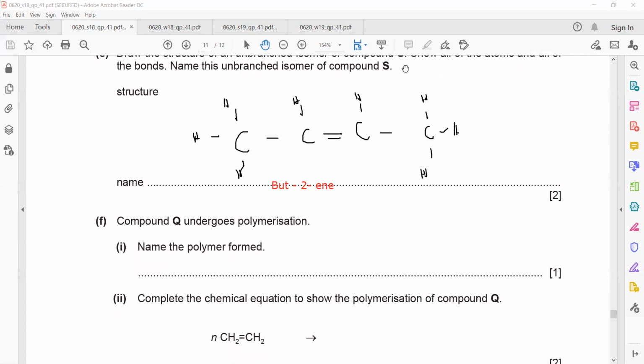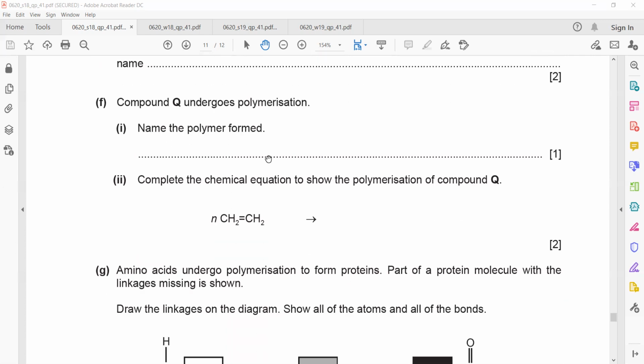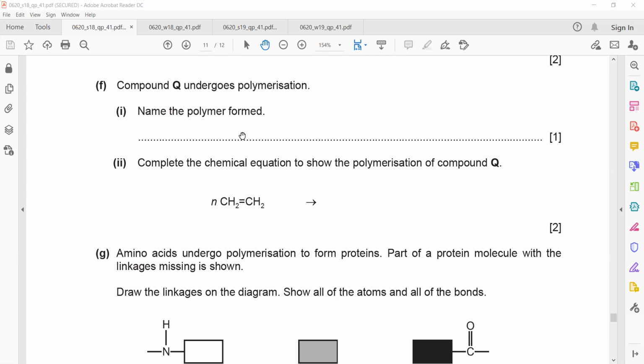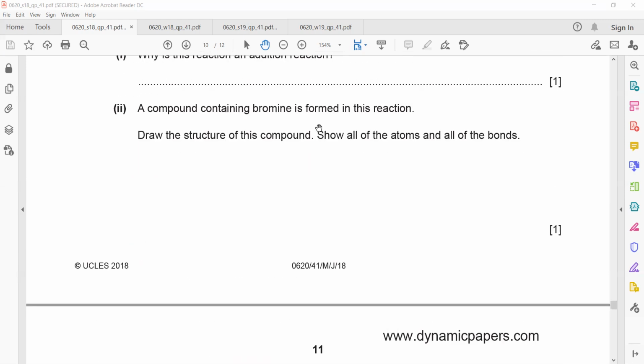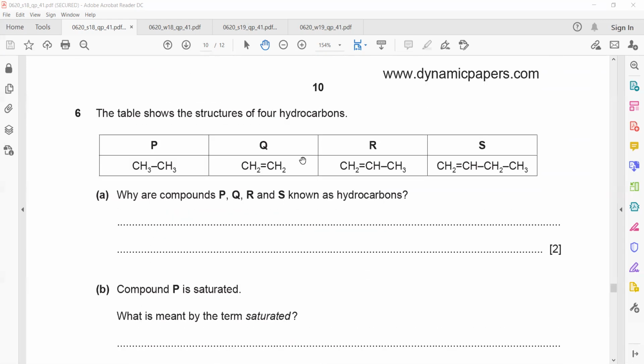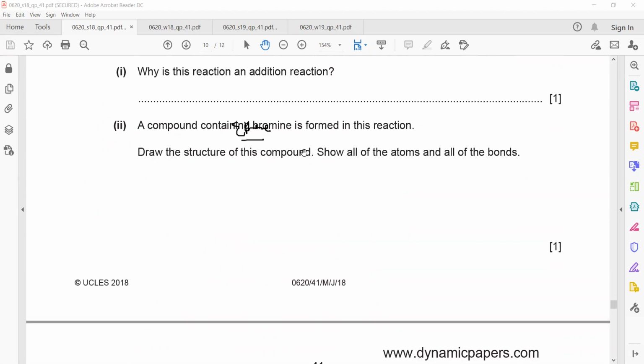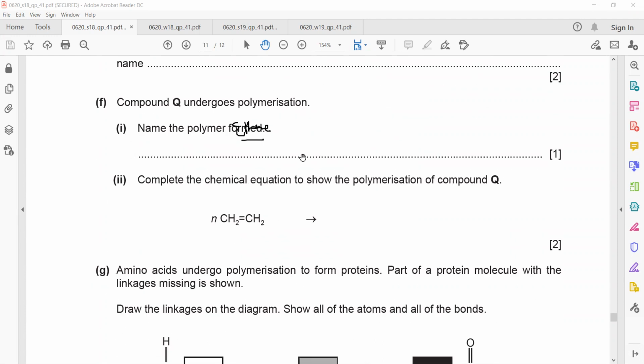The next question, compound Q undergoes polymerization. Name the polymer formed. What is compound Q? Compound Q is ethene. What is the polymer formed by ethene? The polymer formed by ethene will be polyethene.